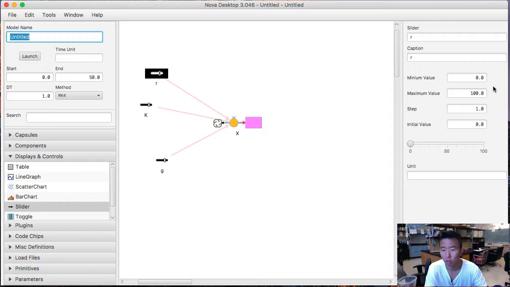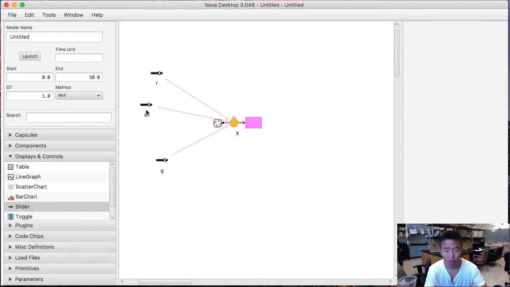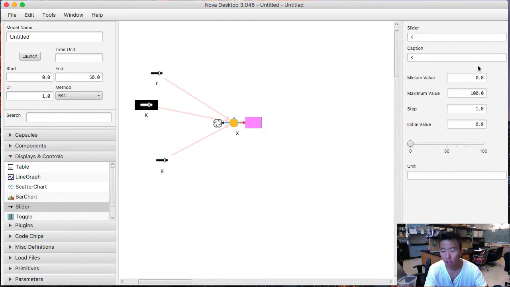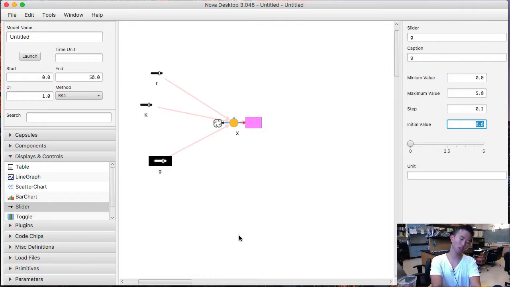All right, so minimum value is going to be 0. Maximum value, I want to set it to 5 for now. Step is going to be 0.1. Initial value is going to be 2.5. So k is going to have a maximum value of 50, and initial value is going to be 50. G, we want to have minimum 0, maximum 5, step going to be 0.1, and initial value, say, 2.